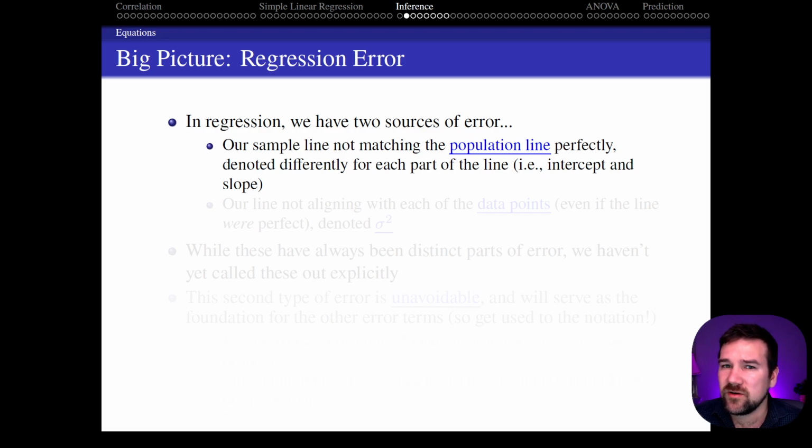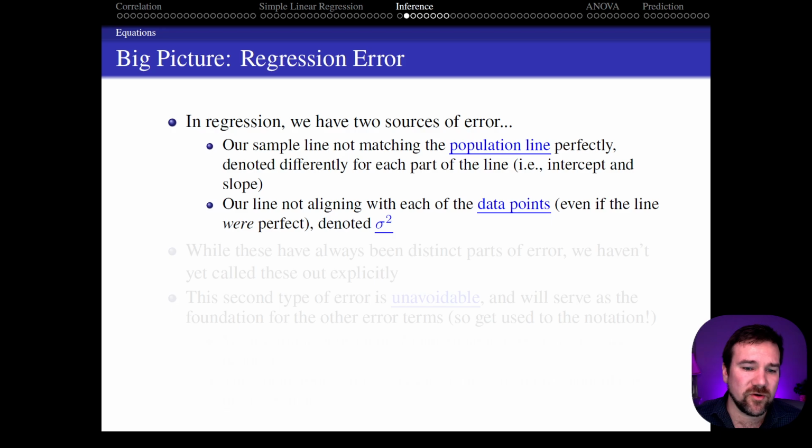But in regression, we actually have another source of error. That is, our line doesn't perfectly align with each of the data points. Now, this second type of error is denoted sigma squared, and this is true even if the line is the perfect line based on the population values. At the end of the day, a single line just can't capture all of the variability of the data points, and that's okay, that's expected. So in a sense, this is kind of irreducible error that we can't do better.